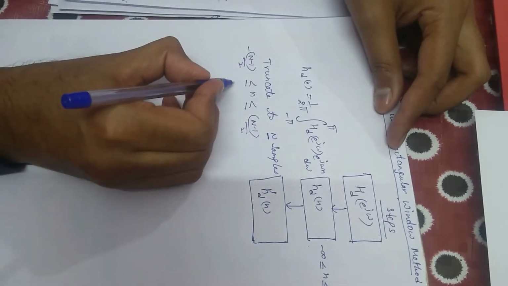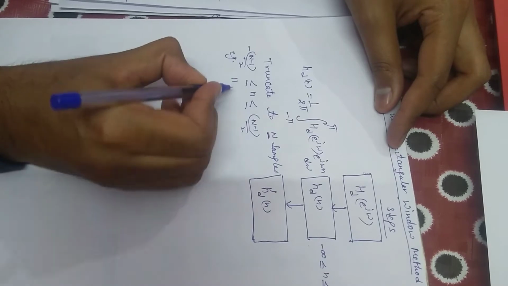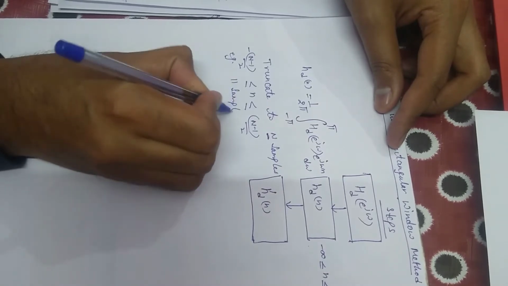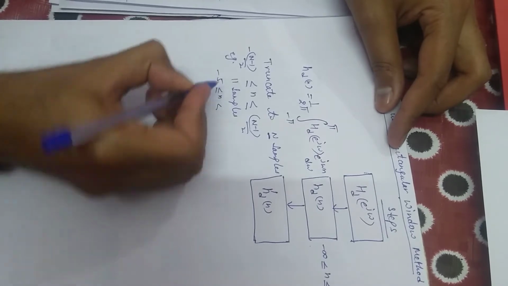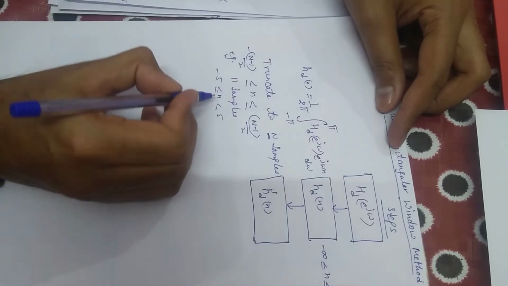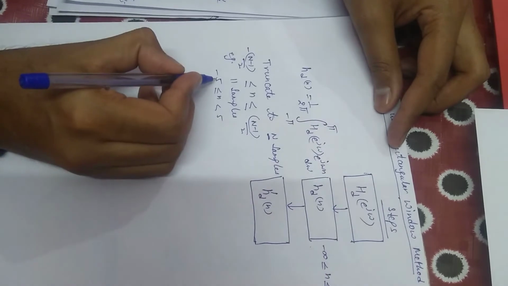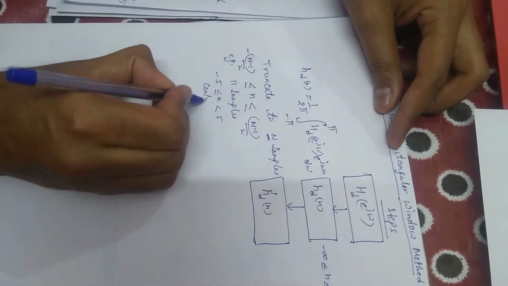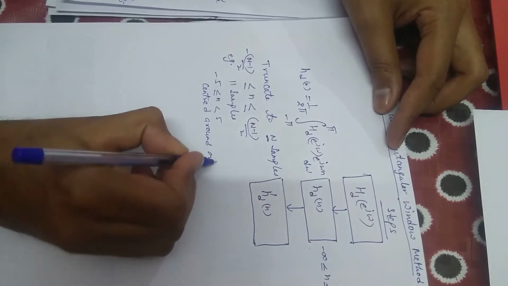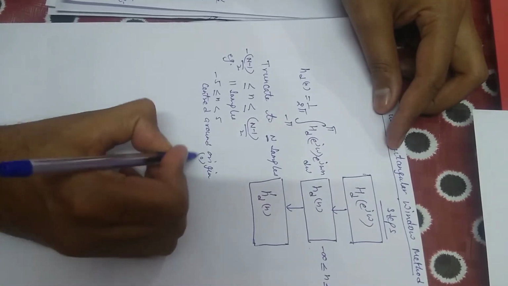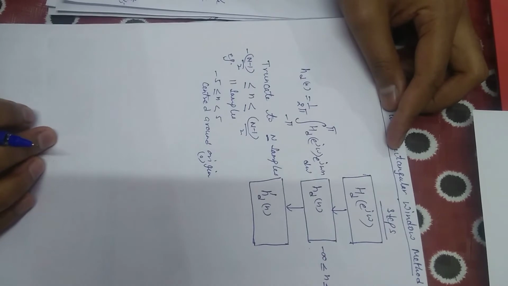It means for 11 samples, n varies from minus 5 to plus 5, that is centered around the origin, 0.